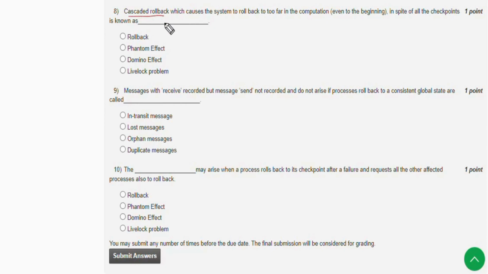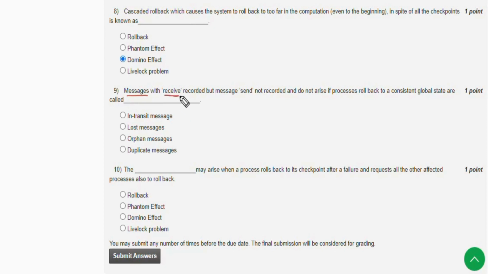Cascaded rollback which causes the system to roll back too far in the computation, even to the beginning, in spite of all the checkpoints is known as. Options are rollback, phantom effect, domino effect, live log problem. That is domino effect. Okay, so I select that. Now moving into the next question, question number 9.